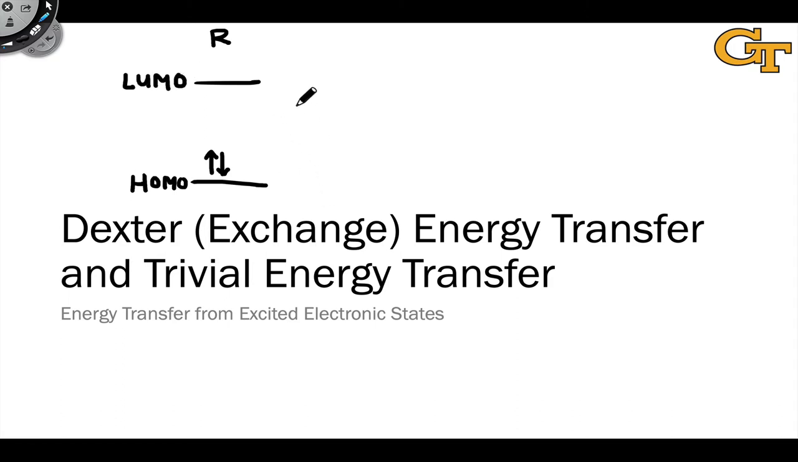Now let's imagine in the same solution, an excited state molecule, let's call it M star. And this excited state molecule, as we've seen, is going to have one electron in the HOMO of the ground state and one electron in the LUMO of the ground state. And you know, we would refer to these in our language as SOMOs, right? We have a higher energy SOMO and a lower energy SOMO.